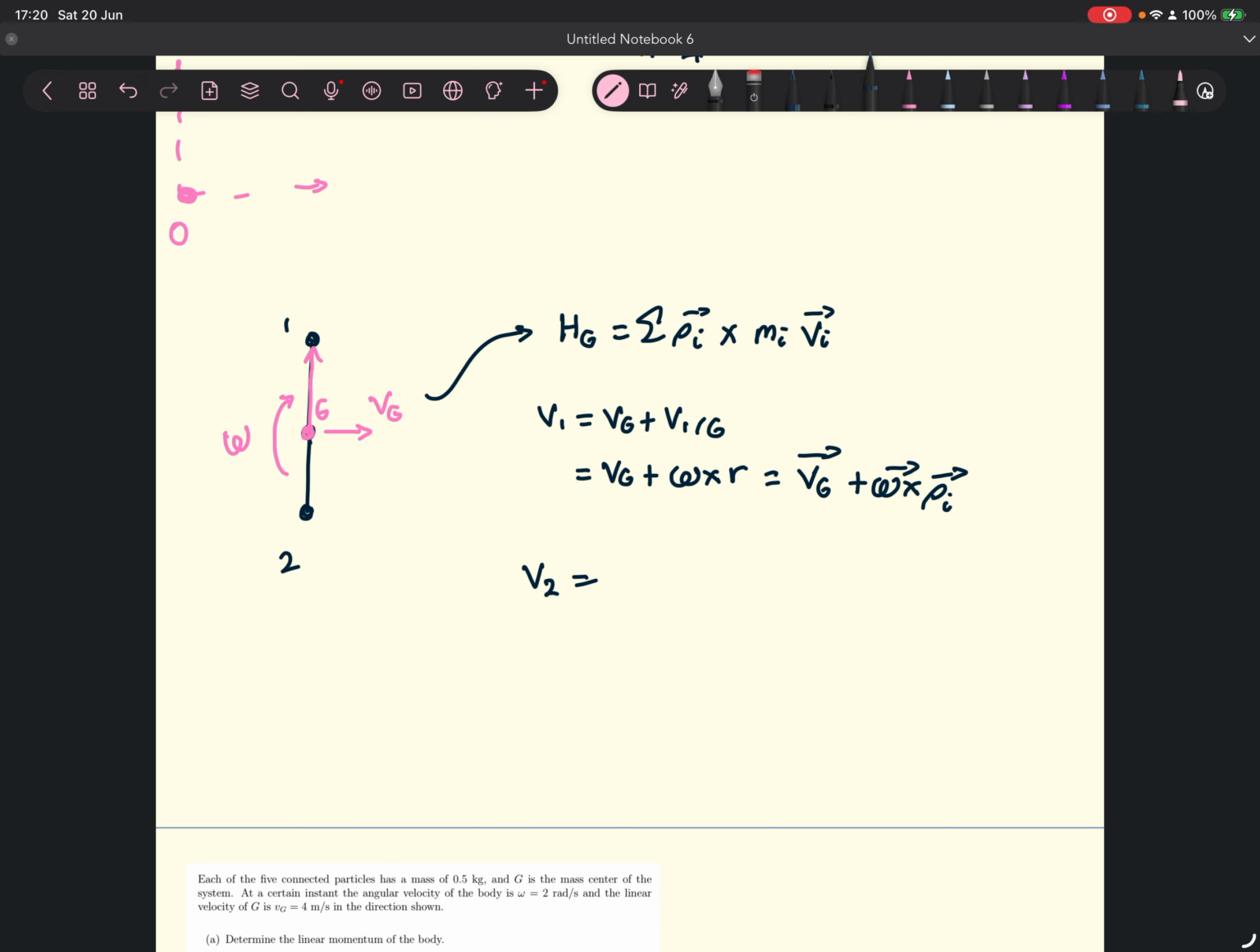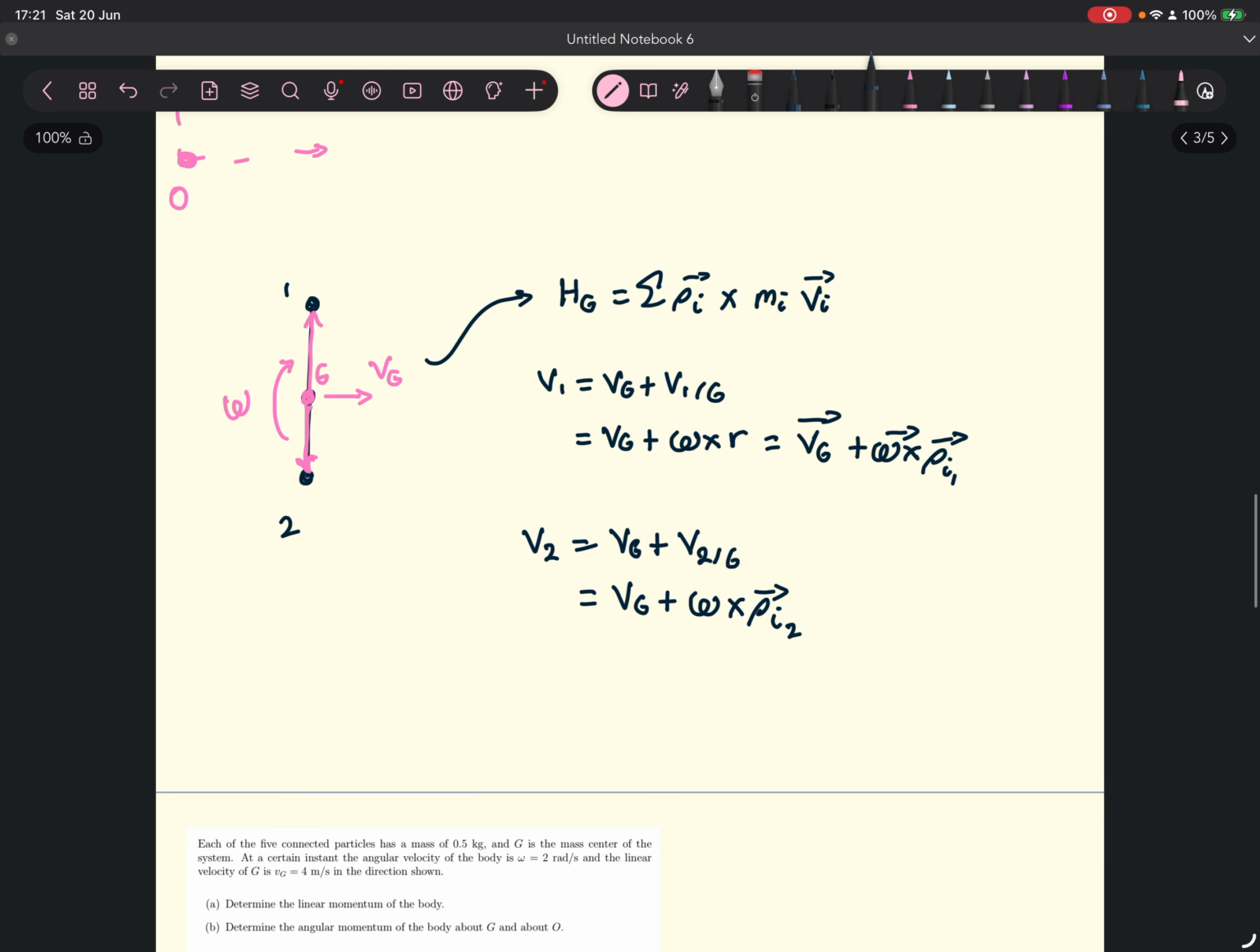For V2, we do the same thing. We say V2 is equal to Vg plus V2 relative to G, right? And that's going to be equal to Vg plus omega crossed with rho I, right? And that rho I is just, again, this vector here. So you can call this rho I too, if you wanted to make that distinction between the two of them. Okay.